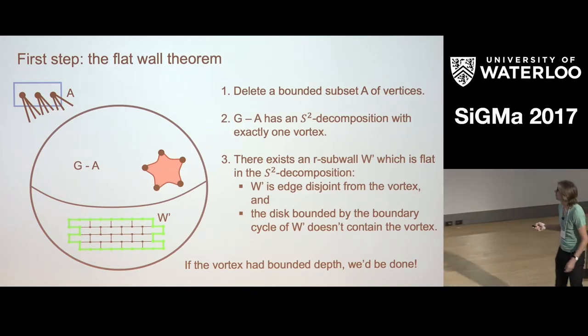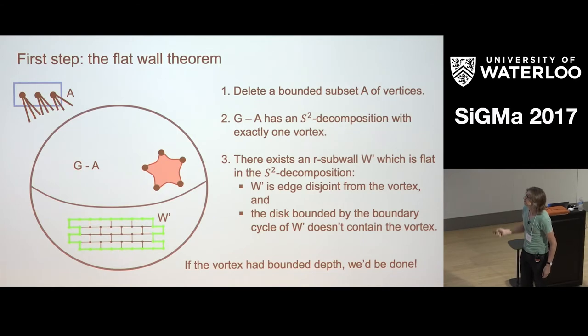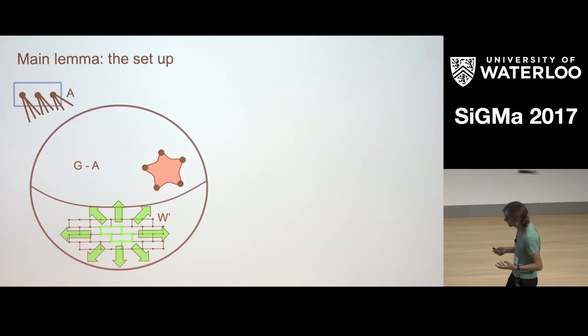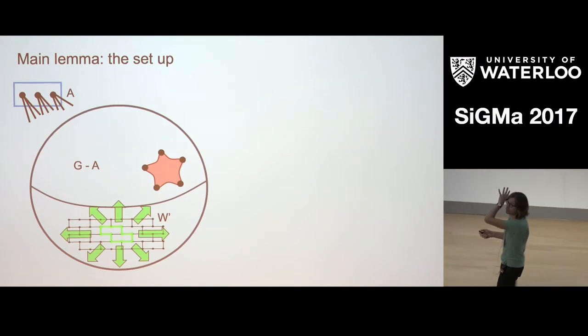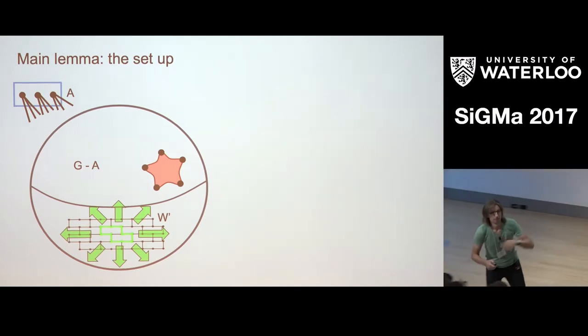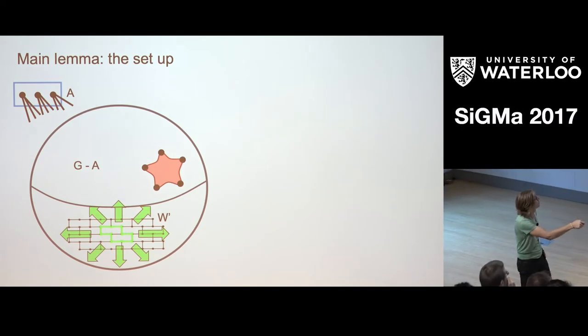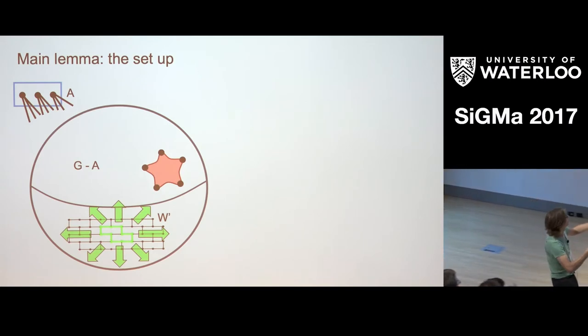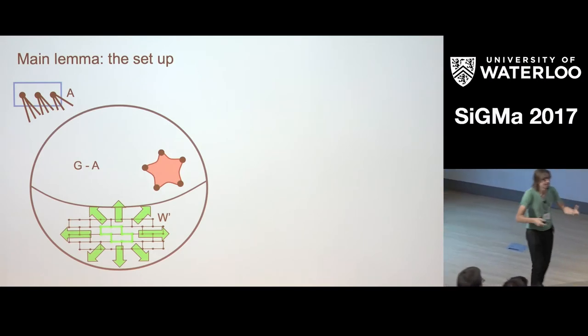But we have to deal with the case where the stuff living in here does, in fact, have large depth. What are we going to do going forward? OK, so the main lemma is our tool for tackling this problem. We start from the setup that we get from the flat wall theorem. Go into the middle of the flat wall, cut around a cycle there, and look at what's outside. Cut out the inside of that green disk, open it up to the outside, and what do I have? Topologically, I'm left with just a disk, and a graph with a disk decomposition there.